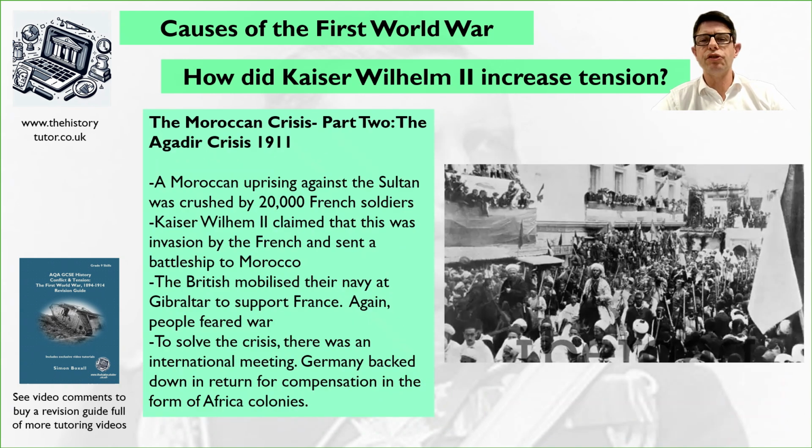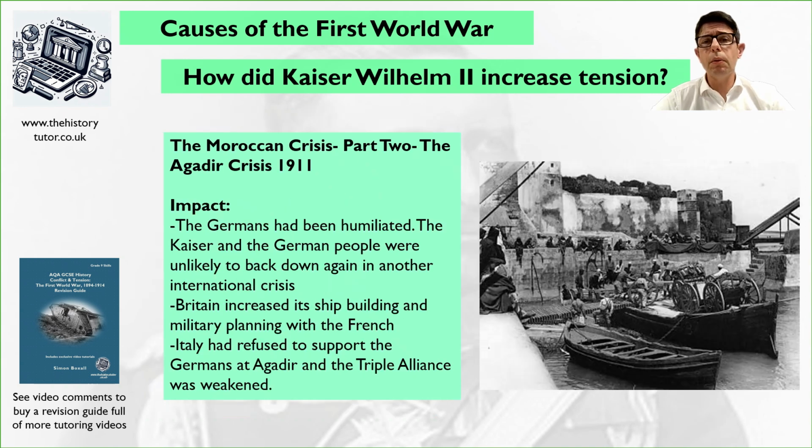So later on in time, we have part two of the Moroccan crisis, the Agadir crisis of 1911. So then in 1911, there was an uprising against the Sultan, and it was crushed by 20,000 French soldiers to secure control of Morocco. Kaiser Wilhelm claimed that this was an attempt to create a colony for the French, and he sent a battleship to Morocco to support the Sultan and to try and stop the French colonising Morocco. The British, in response, mobilised their navy at Gibraltar. Again, there was a fear that war may take place. So to solve this crisis, again, there was going to be another meeting. Germany, though, backed down again to the Allies, only having support of Austria-Hungary again, but they were compensated with colonies in Africa.